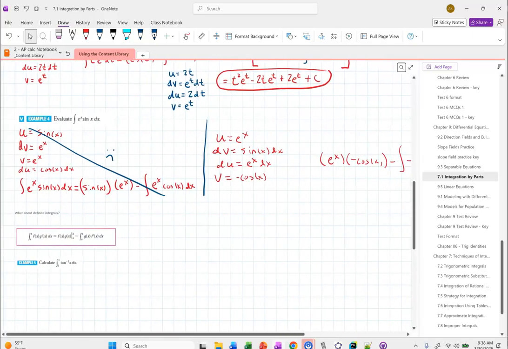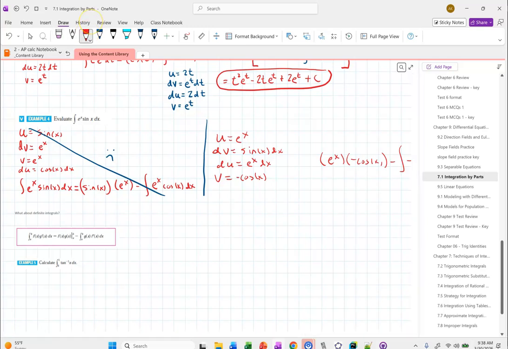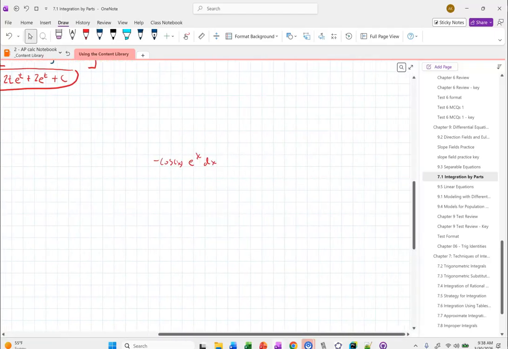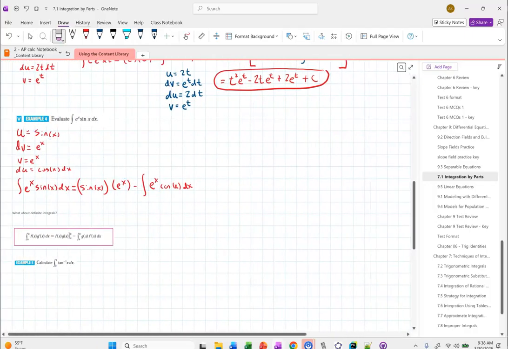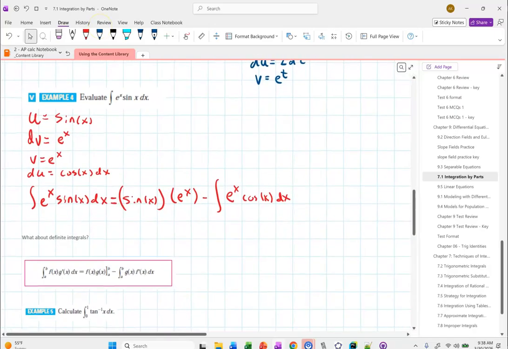Okay, I see it. So let's stick with that first one. And while it doesn't appear like we've accomplished much, the loop is actually what we're looking for. The loop is what we want. So let's just demonstrate how that loop is going to pay off for us.